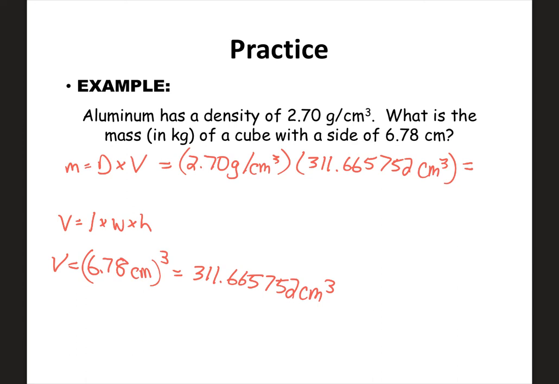So when you do the math here, this does come out to be 841.4975.304, but your units are grams. Pay attention to your density here. That was in grams, so your units are going to be grams here when this spits out the mass.